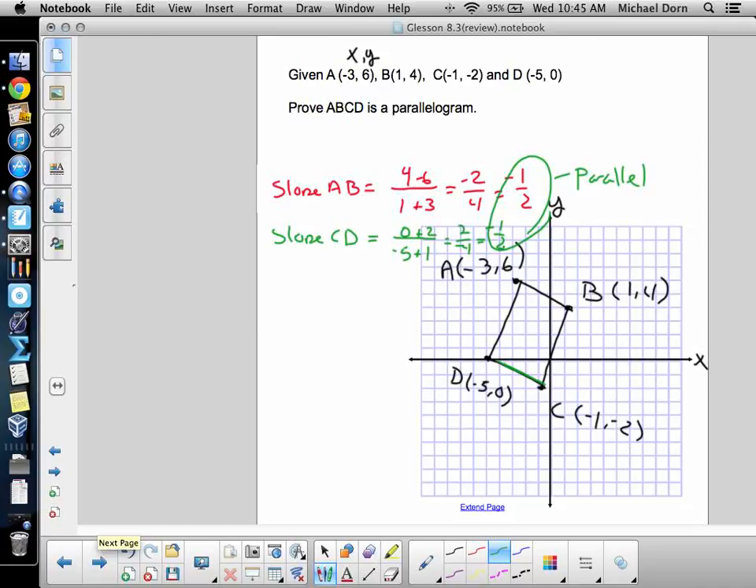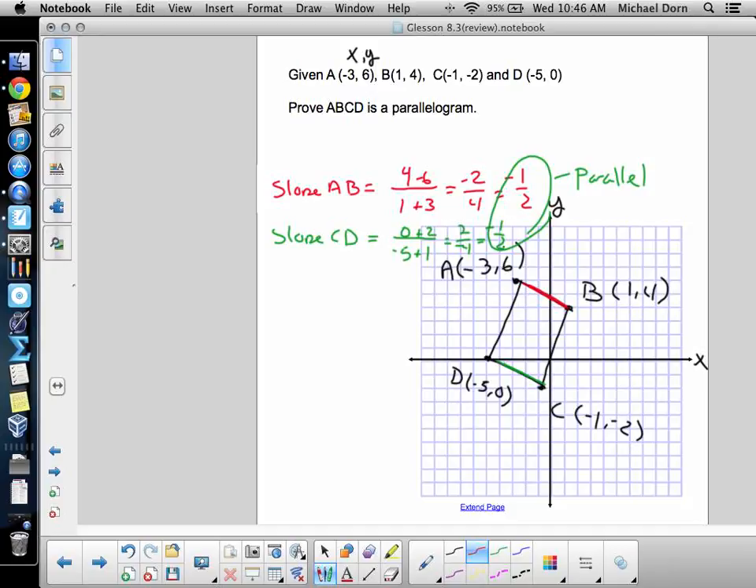I circle it. I note what I found. But that's not enough. That's one pair of sides parallel. I've got AB parallel to CD. My second choice at this point, I need to either show the other pair of sides as parallel or show that same pair of sides as congruent. I have a choice. I can go either way. Again, I could show the other pair of sides are parallel, or I could show those same sides are also congruent. Either one will work.